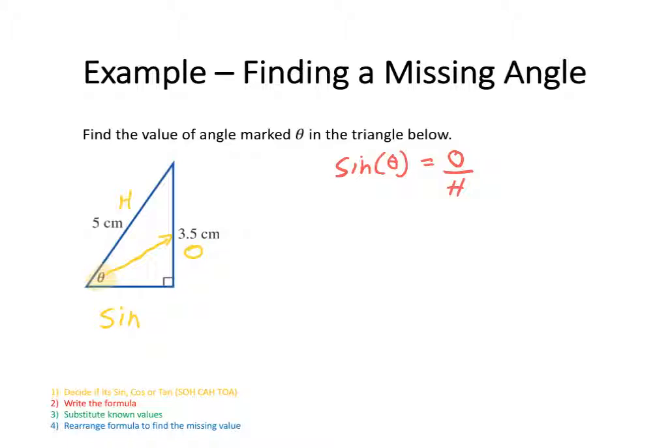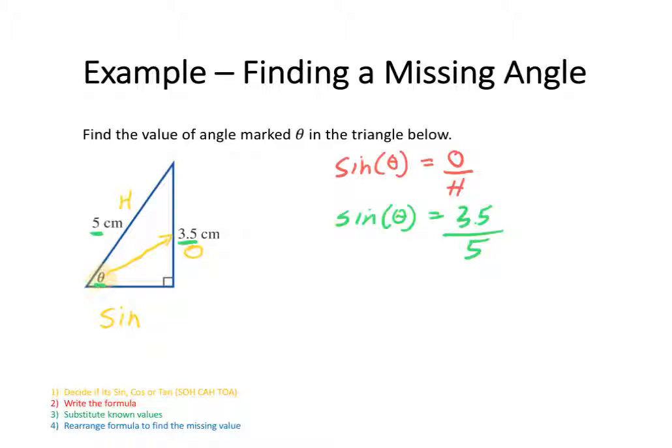The third step is to substitute in my known values. My angle will stay angle theta. My opposite side is 3.5 and my hypotenuse side is 5. So sine of theta is going to equal 3.5 divided by 5.